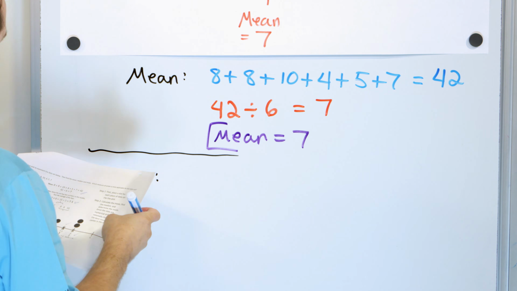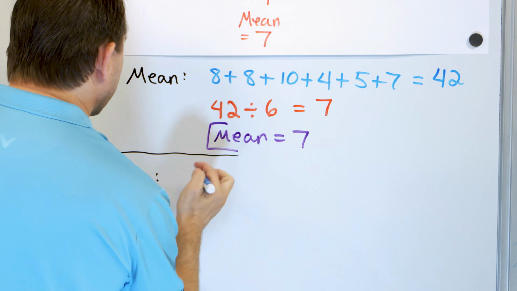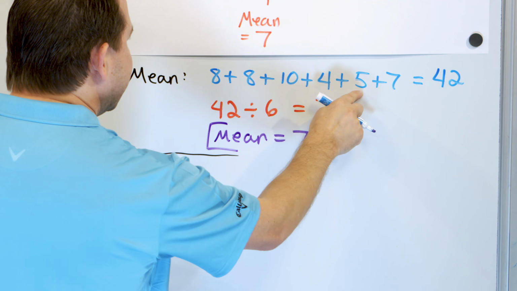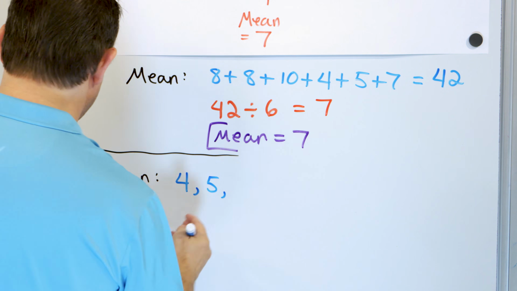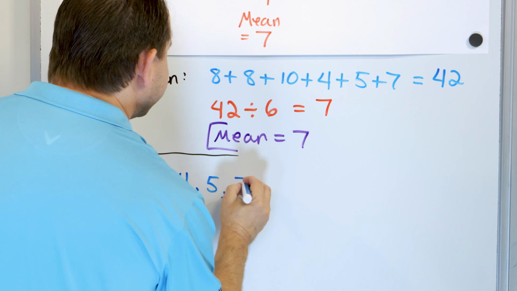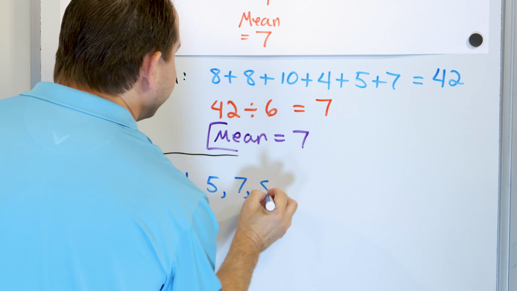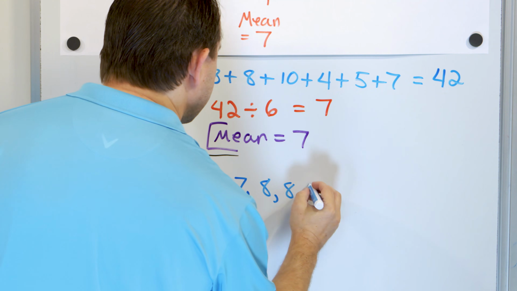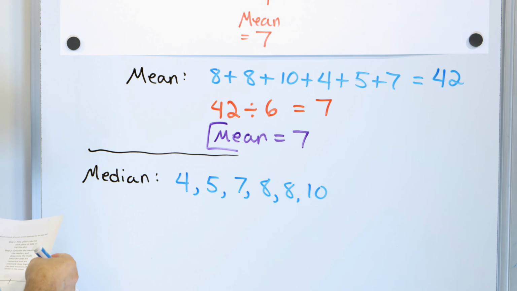So the smallest number in our data set is the number 4. So we'll put the 4 right here. And then we have a 5, so that will come next. And then we have a 7, that's the next largest number. Then we have 2 8s, so they have to go right next to each other side by side. And then we have a 10. So let me double check. So I have 4, 5, 7, 8, 8, 10.